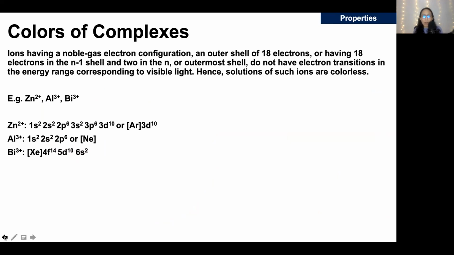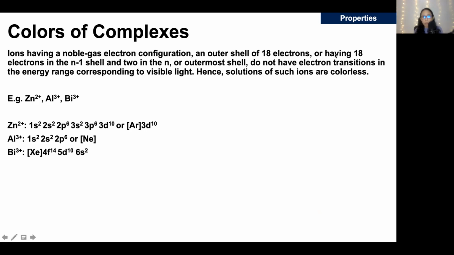But again, however, if you have one of these conditions, so if you have ions with a noble gas configuration, such as aluminum 3, an ion with an outer shell of 18 electrons, that is zinc. So zinc here, the outer shell is shell 3, and you have 18 electrons. So 2 from the S subshell, 6 from the P subshell, and 10 from the D subshell. That's a total of 18.